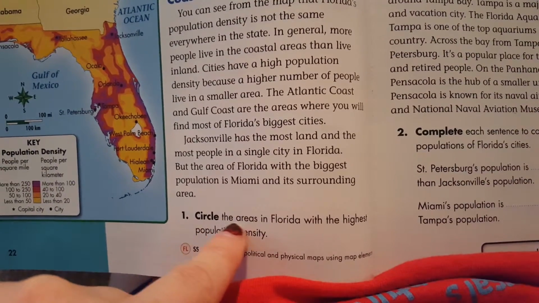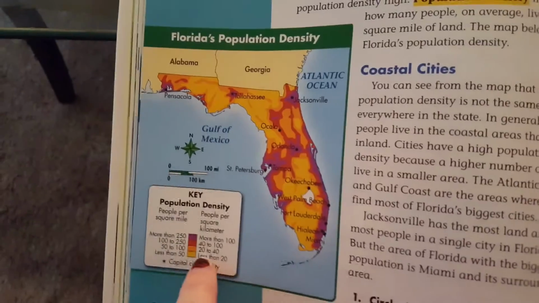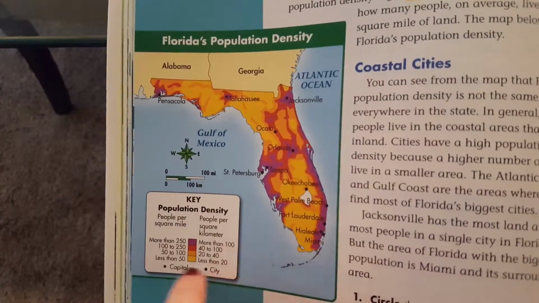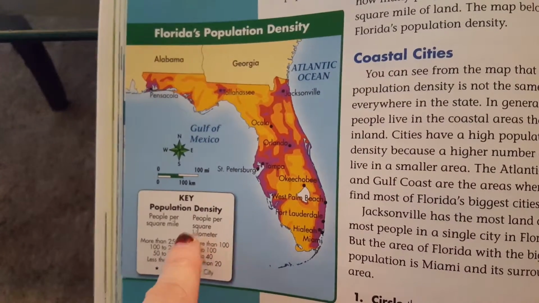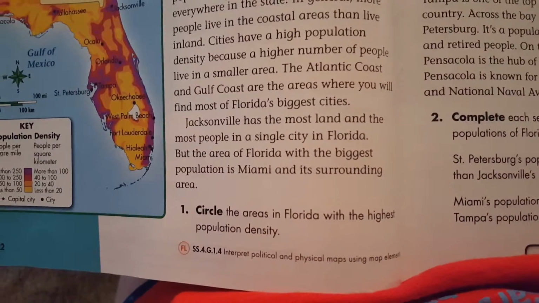Number 1 says circle the areas in Florida with the highest population density. So over here we went over it. Which color over here shows where the highest population density is? Circle those states in your book and pause until you're ready.